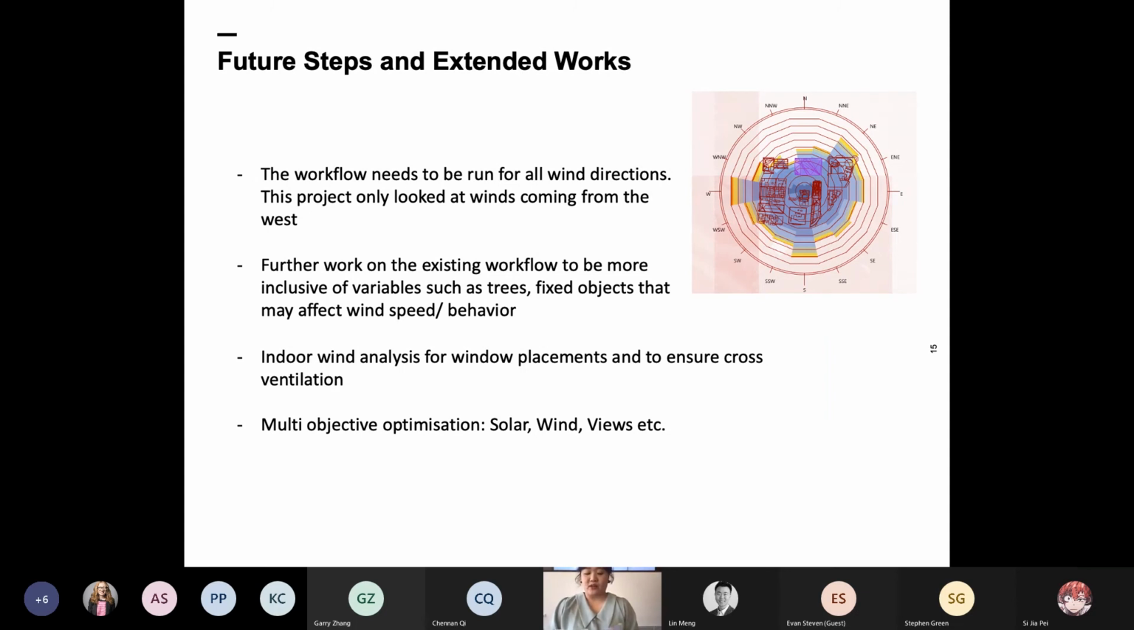Another element that could be looked at, which would be really exciting, is multi-objective optimization. This could account for solar, wind, or views of an apartment geometry and generate the best geometry that balances the best options. That's it.